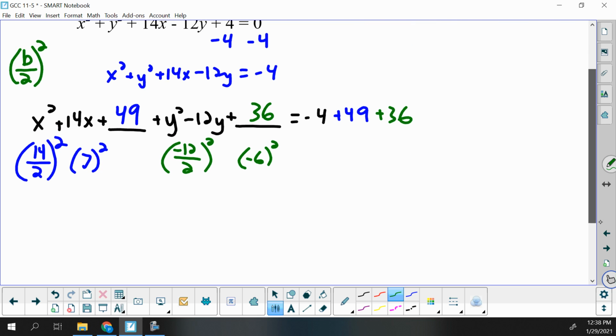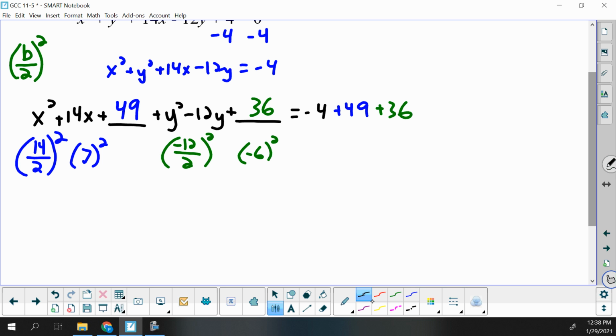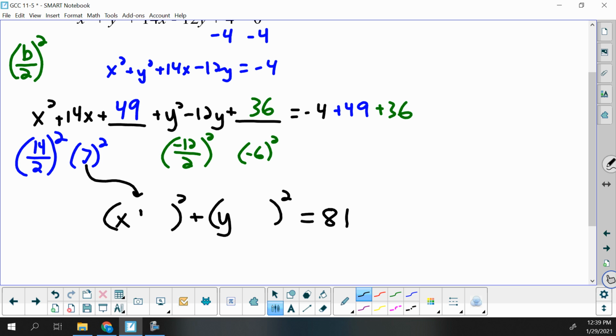So we're getting pretty close to being in center radius form. We can just add up what is on the right side there. Negative 4 plus 49 plus 36 is just going to give us 81. In center radius form, we know we need an x part squared plus a y part squared. So we'll put in our x and our y, but what should go with them? You will always put in with them whatever we squared to get the blank. So in the blue one, we squared 7, so we'll put in plus 7. In the green one, we squared negative 6, so we'll have minus 6. And now we are in our center radius form.